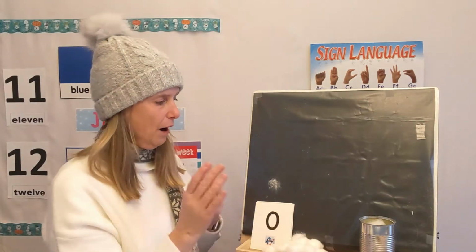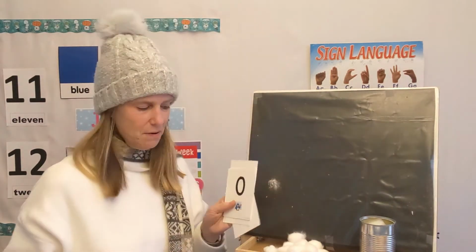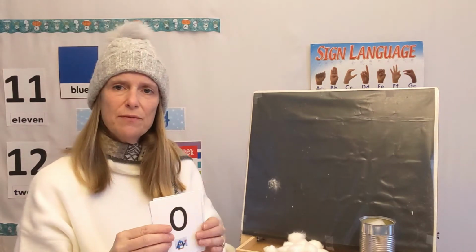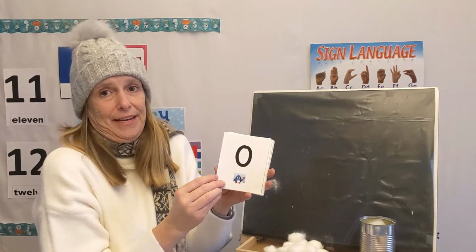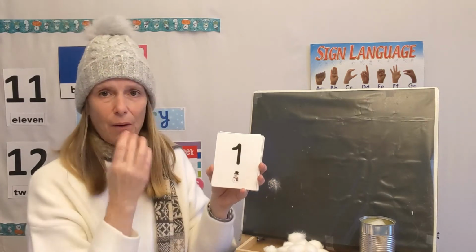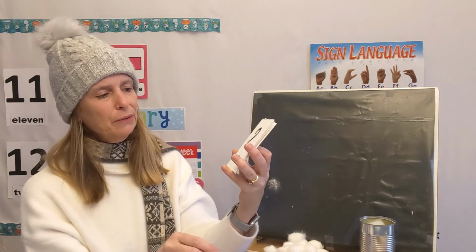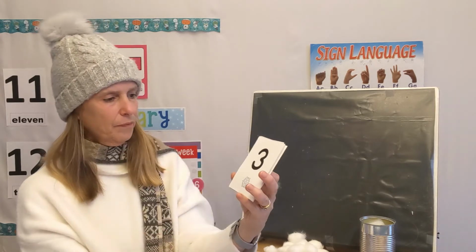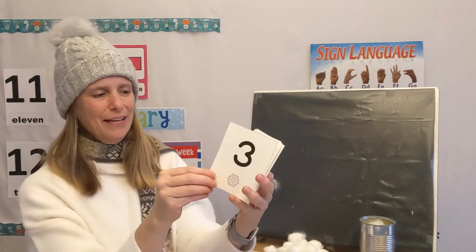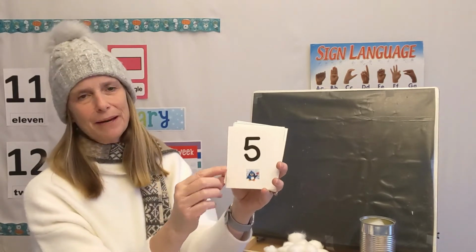All right, I have my board over here and I have some numbers. Take a look at these numbers and see if you can tell me what they are. What's this number? That's number 0. That means I have nothing. Nothing. Then 1, a little snowman on there. 2, a little girl with a sled. 3, snowflake. 4, back to the snowman.